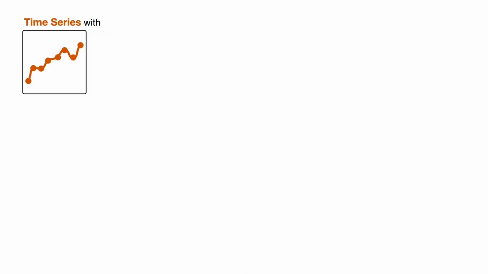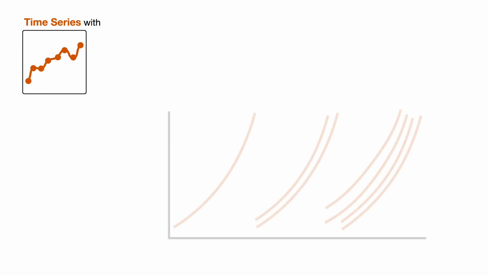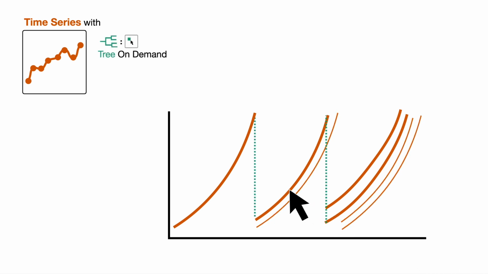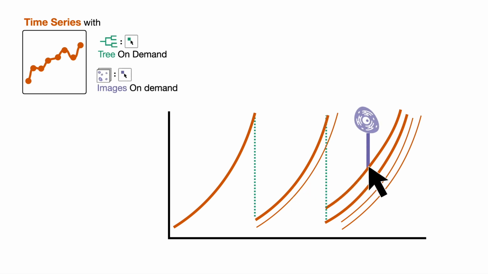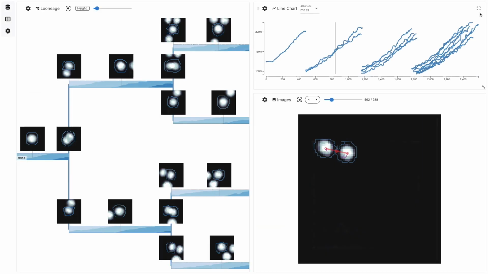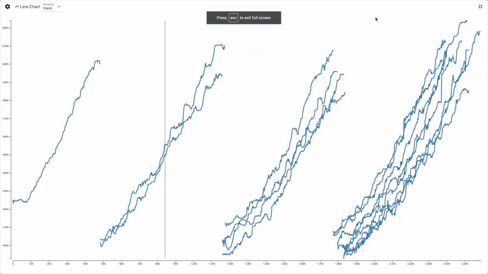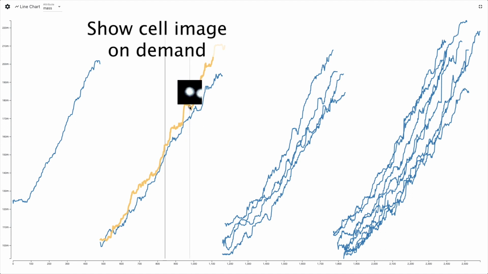The second composite visualization uses the time series data as a primary data type. A line chart is well suited for comparing the development of multiple cells. The tree data is shown on demand through connecting lines and styling. Images of cells are shown on demand above their corresponding data points. Here, each line represents the mass of a single cell over time. Hovering over a line will show the cell at that point in time.